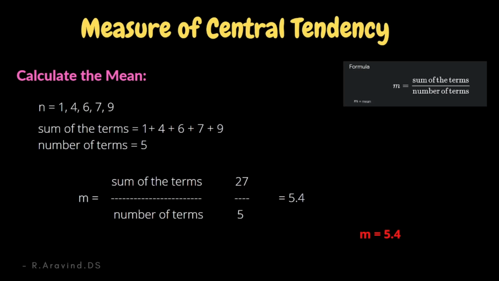So average is a separate formula. If you need to calculate the average, this is a simple thing actually. It is 5.4. It is just the sum of terms divided by the number of terms. Okay, so this is all about the mean.